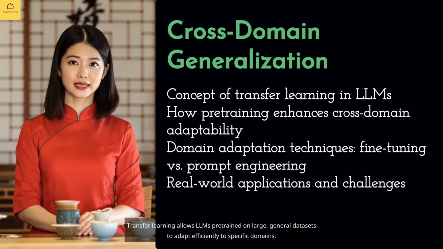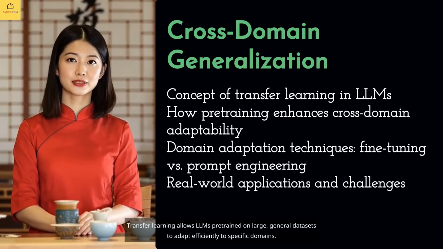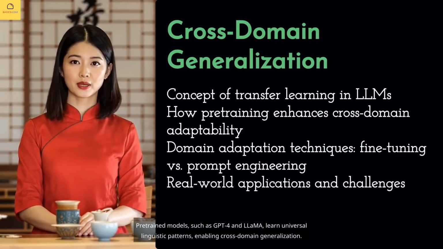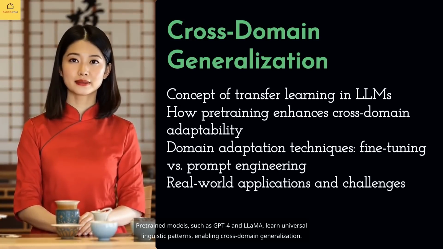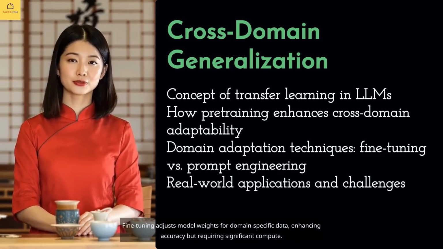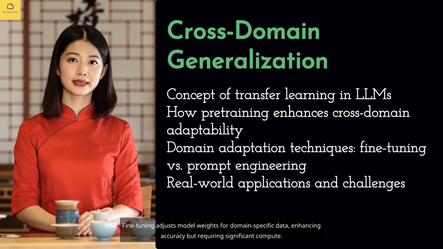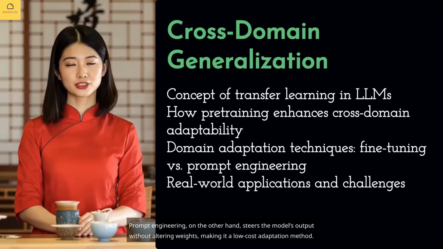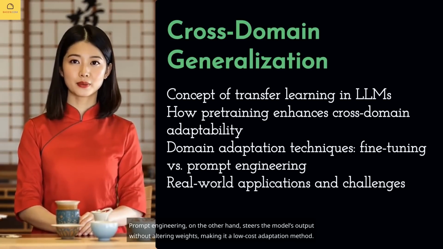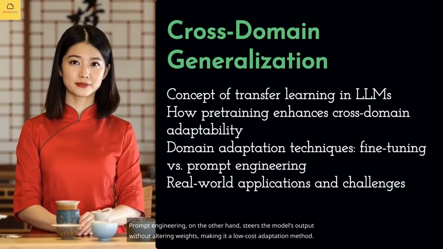Transfer learning allows LLMs pre-trained on large, general datasets to adapt efficiently to specific domains. Pre-trained models, such as GPT-4 and Llama, learn universal linguistic patterns, enabling cross-domain generalization. Fine-tuning adjusts model weights for domain-specific data, enhancing accuracy but requiring significant compute. Prompt engineering, on the other hand, steers the model's output without altering weights, making it a low-cost adaptation method.